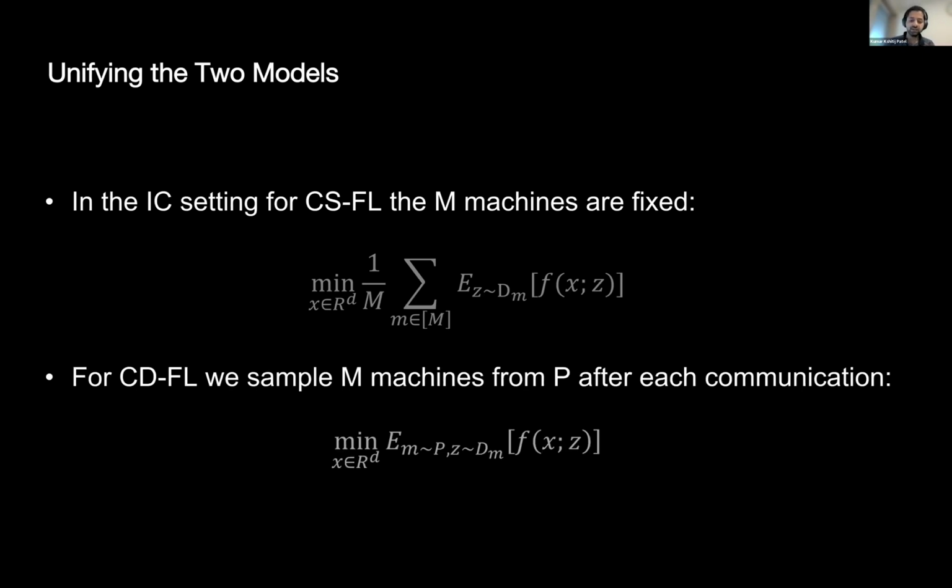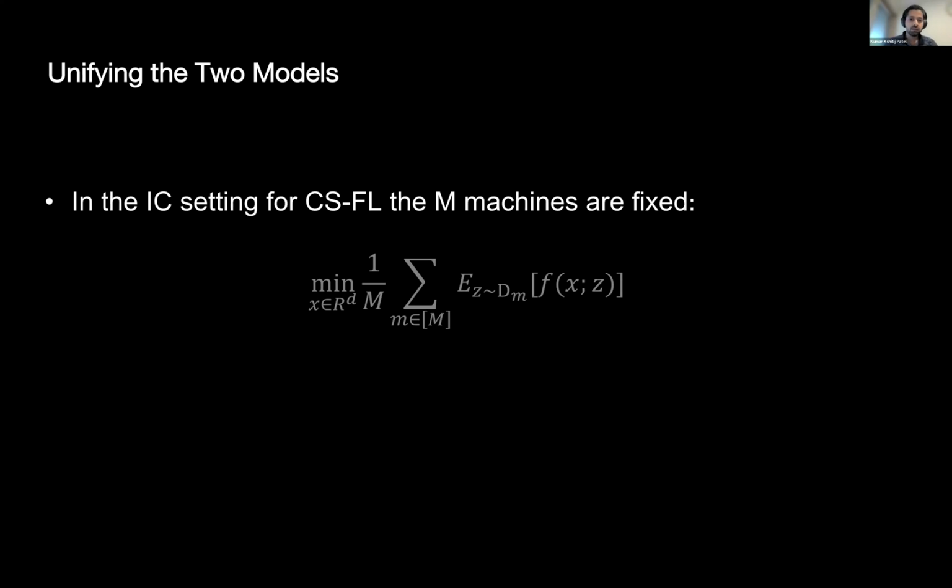For cross-device federated learning, if you want to cast it as a simple problem, you can think of a meta distribution on machines. Here I call the meta distribution P, and you're trying to optimize in expectation over sampling machines from this meta distribution P. After you sample the machine, you also sample a point from that machine's distribution. So this is the unification of both these models, which has appeared in literature. We'll mostly talk about this objective, as I mentioned.